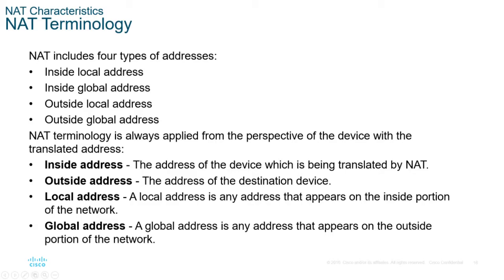An inside address just means that it's the internal private address. So if you see inside local, it's just talking about your internal private address that's going to be translated by NAT. An outside address is the destination, that's where you're trying to get to. And a local address just means private, it's your internal side. And a global address just means public, it's the public facing side.